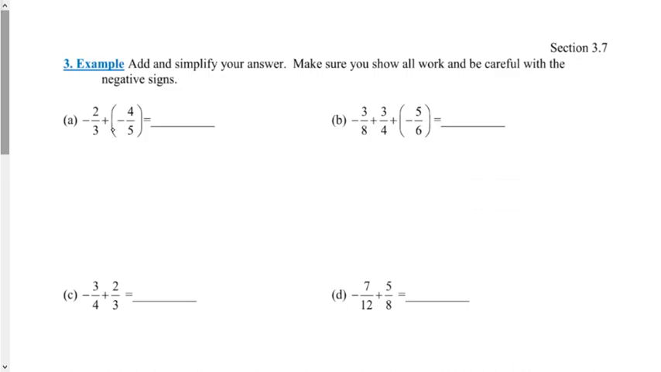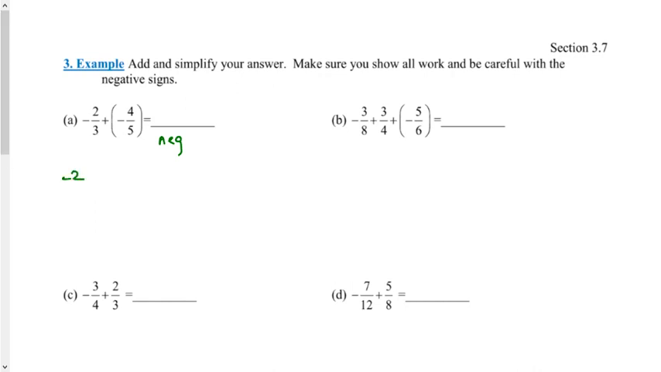So I see here I've got negative 2/3 plus negative 4/5. I know that my answer is going to be negative. I know that right away because I have a negative plus a negative. Okay. Next, I've got to get common denominators. So what I'll do is the common denominator between 3 and 5 is going to be 15.